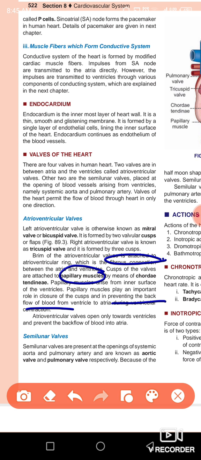It is very important that this prevents the backflow of blood from the ventricle to the atrium. It doesn't allow blood to move from the ventricle to the atrium. It only allows blood to flow in one direction. So this is the main function of these valves.